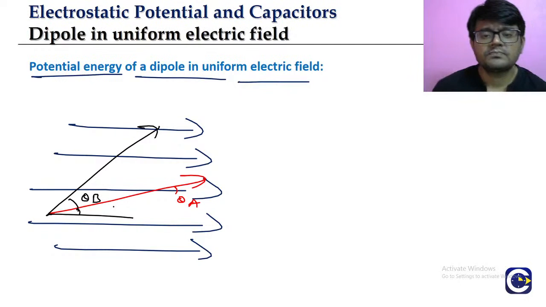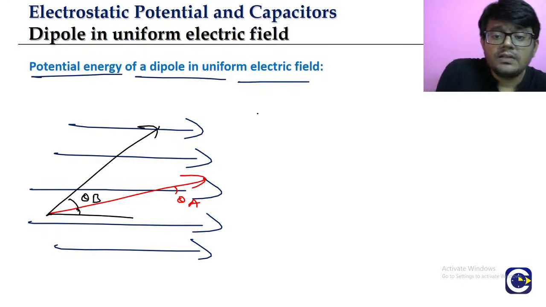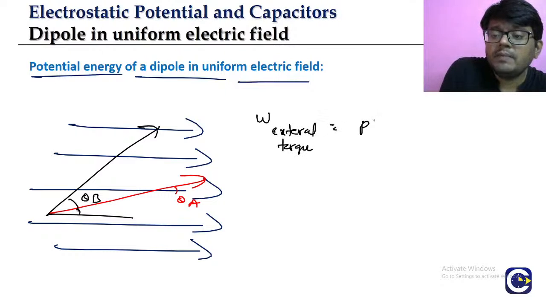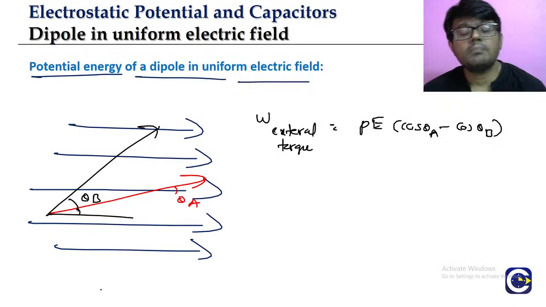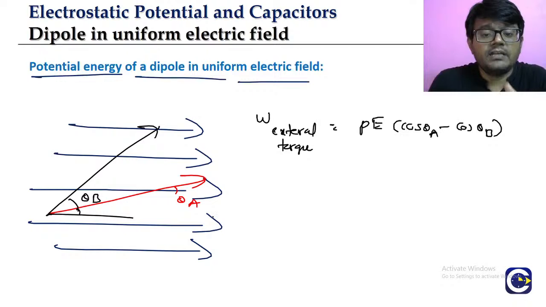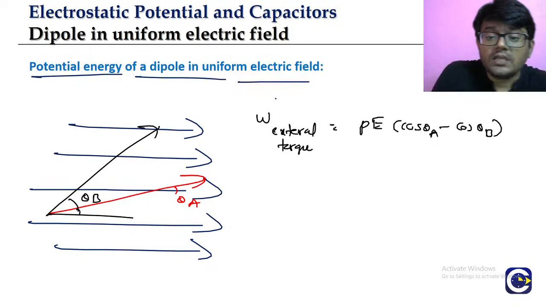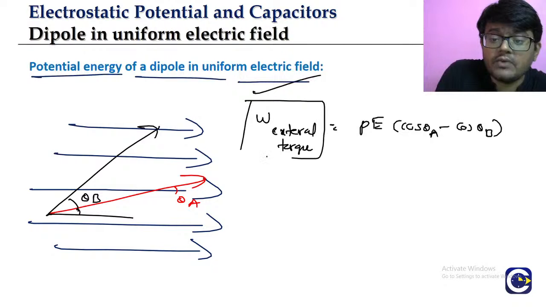If we rotate it like that, the work done by the external torque, what is its value? pE into cos theta A minus cos theta B. Now remember, here when the dipole is changing its orientation from the initial state to the final state, there is no kinetic energy change.